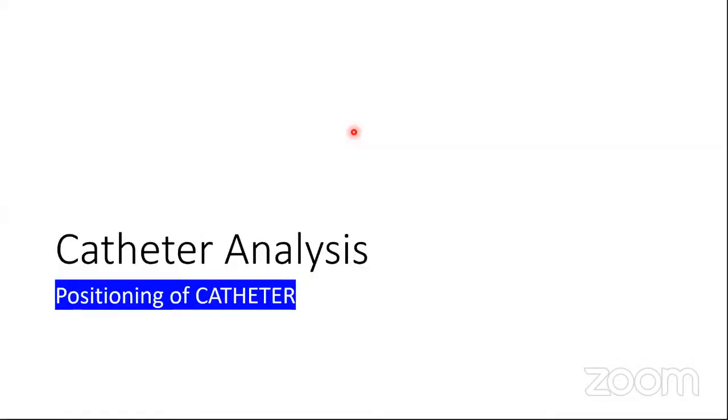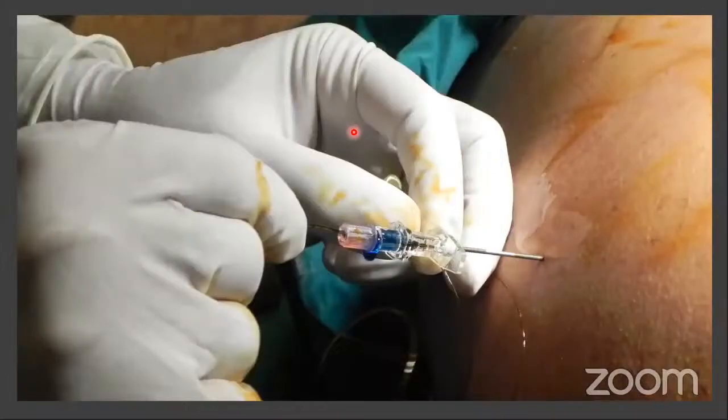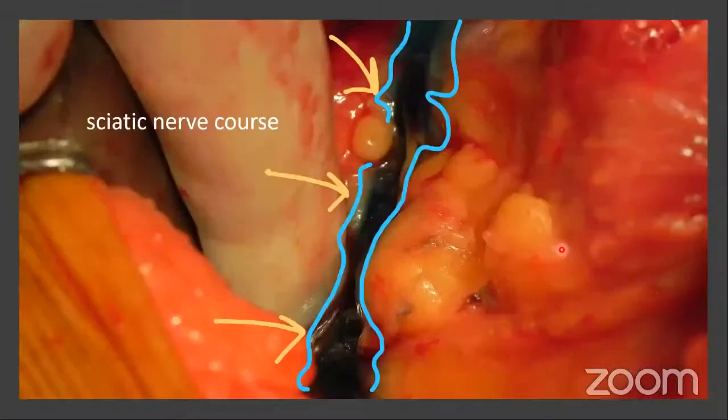Now, positioning of the catheter, which we did in the mid-sciatic, in the proximal. This is a patient to whom the surgeon said that he doesn't mind giving methylene blue dye during a total hip replacement. And this was in Mirage. So I did a catheter, and then I injected methylene blue dye, and he demonstrated to me the course of the sciatic nerve. So this is the course of the sciatic nerve.